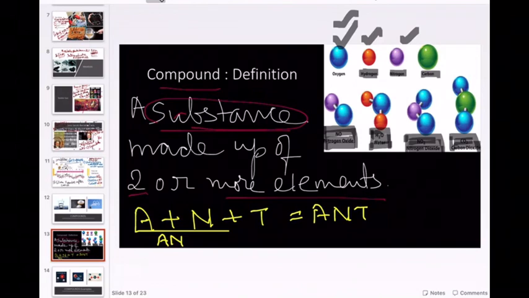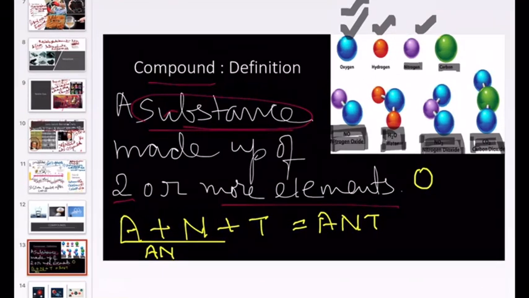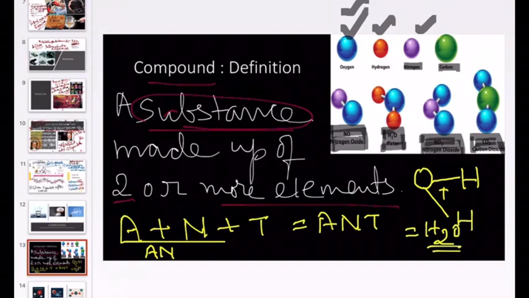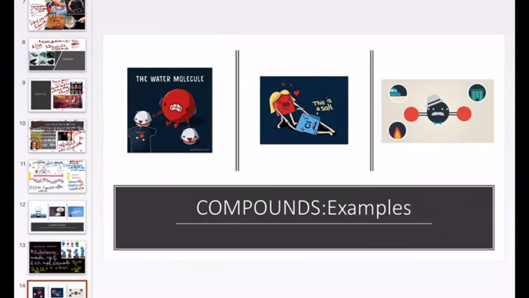Similarly, oxygen, O, hydrogen, H, so oxygen with two hydrogen, they combine, they get added up to form the compound H2O. Alright, so this is just similar to the formation of words from single or two or more alphabets. Okay.